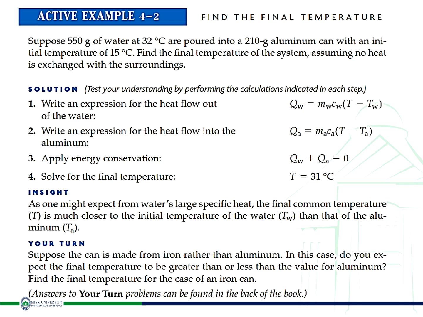4. Solve for the final temperature, T equals 31 degrees Celsius. Now, for the algebra. We set up our equation, MwCw(T − Tw) plus MaCa(T − Ta) equals 0, plugging in our values: 0.550 kilograms times 4186 J/(kg·K) times (T − 32), plus 0.210 kilograms times 900 J/(kg·K) times (T − 15), equals 0. Let's simplify.